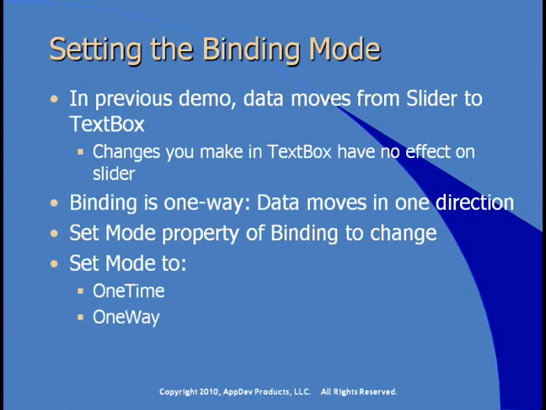One way indicates the data moves only from the source to the target, and that's the default, and that's what we had in our previous example. Two-way moves the data in both directions. That is, if we change the value of the slider, the value of the text box text property updates, and if we modify the text property of the text box, it would update the value of the slider.